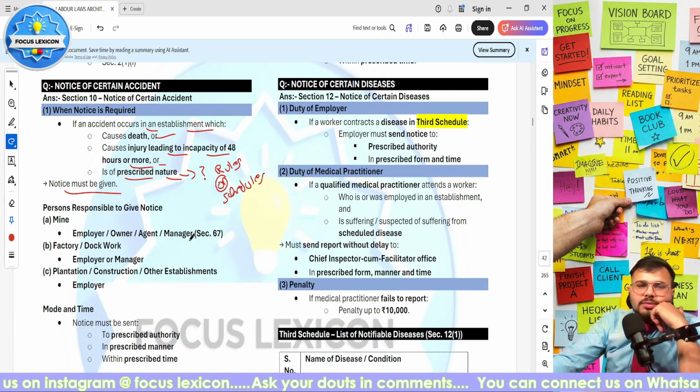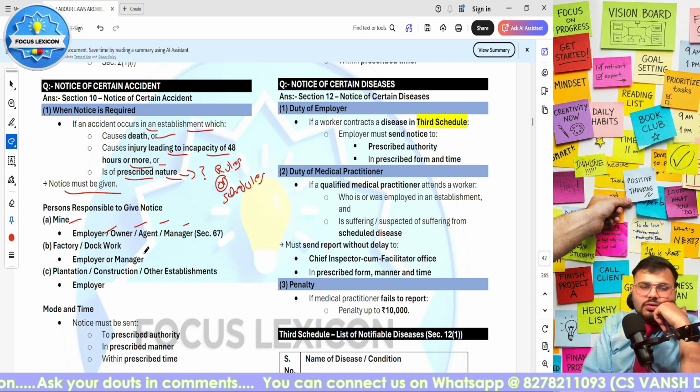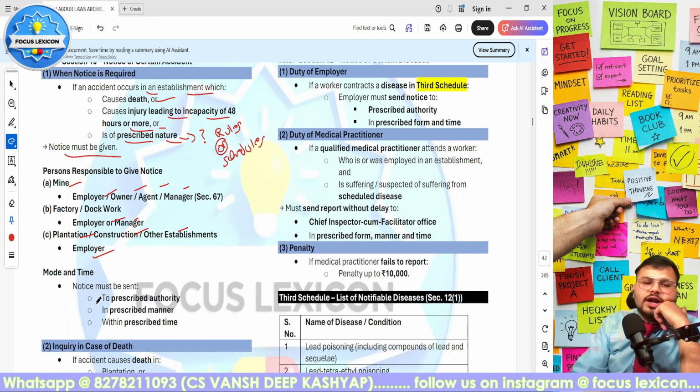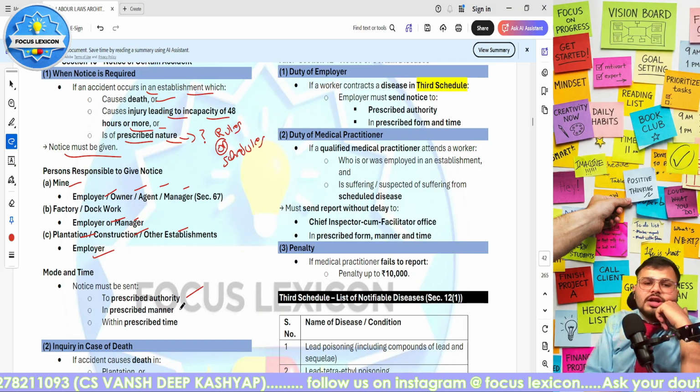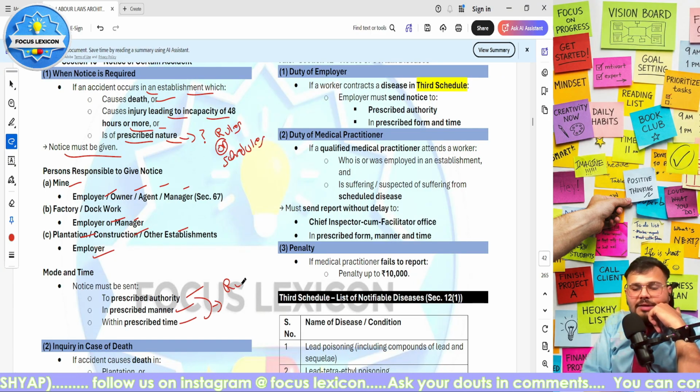Then the person responsible to give notice: for a mine, the employer, owner, agent or manager. For a factory or dock work, the employer or manager has to give notice. For plantation, construction, or other establishment, the employer has to give notice. Mode and time: notice must be sent to the prescribed authority in the prescribed manner within the prescribed time. Where will this be prescribed? This will be prescribed under rules.